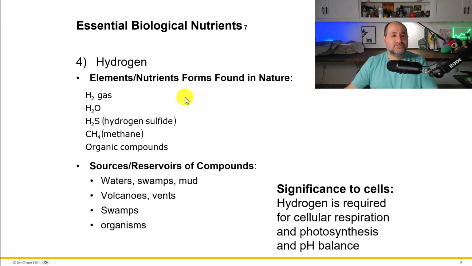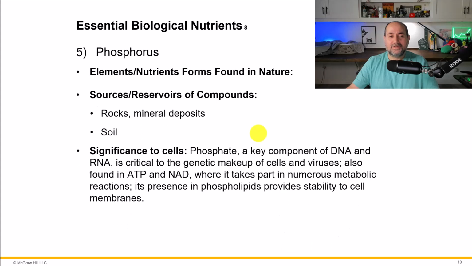And by the way, in case you're wondering, hydrogen is important in cellular respiration. It's important for photosynthesis. It's important to maintain pH balance. So, you do need a source of hydrogens, as well as the fact that those hydrogen atoms are part of the biomolecules. Remember the 4 classes of biomolecules as well.